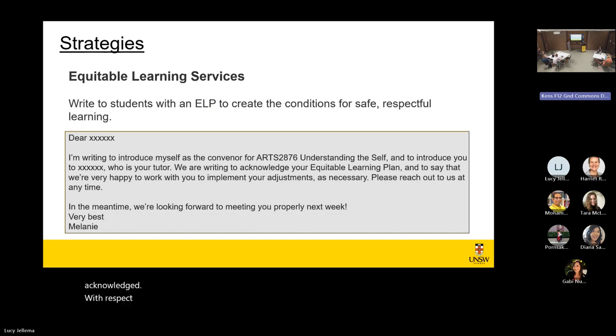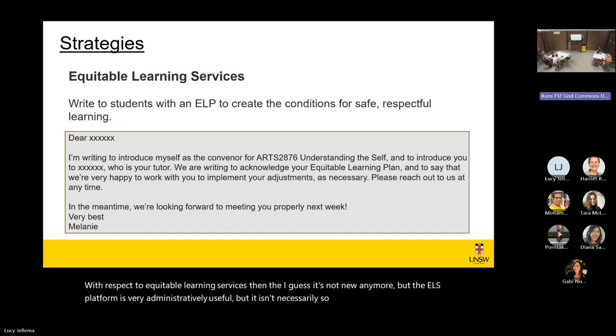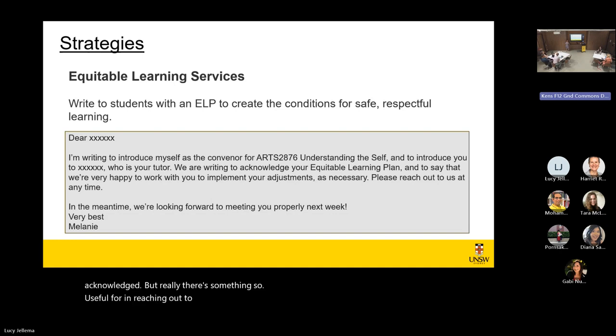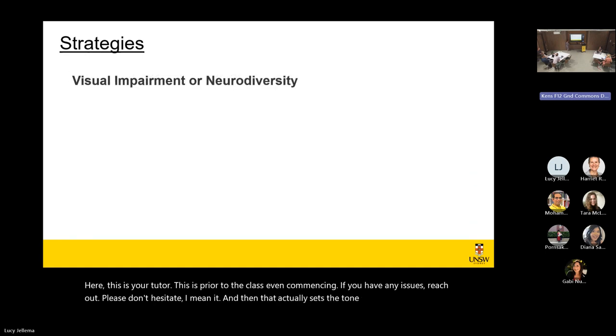With respect to equitable learning services, I guess it's not new anymore, but the ELS platform is very administratively useful, but it isn't necessarily so welcoming or thoughtful for students. We receive the prompts and we click, yes, acknowledge, but really there's something so useful in reaching out to a student in advance, copying their tutor in, saying, hello, welcome to the class. This is your tutor. This is prior to the class even commencing. If you have any issues, reach out. Please don't hesitate. I mean it. And then that actually sets the tone for engagement and assessment.